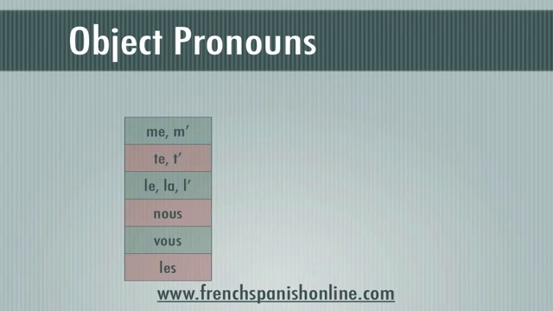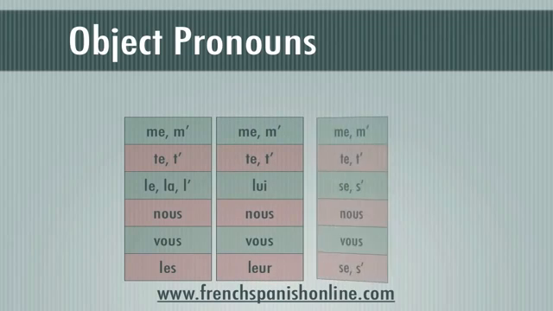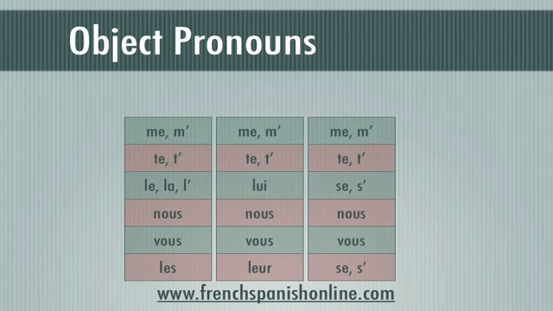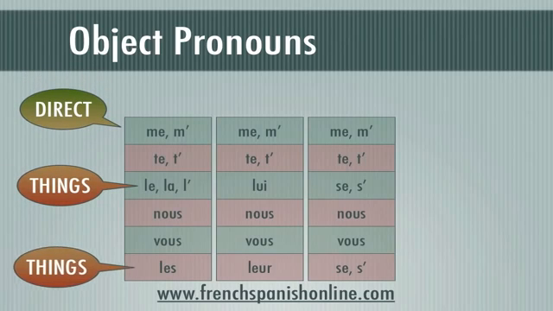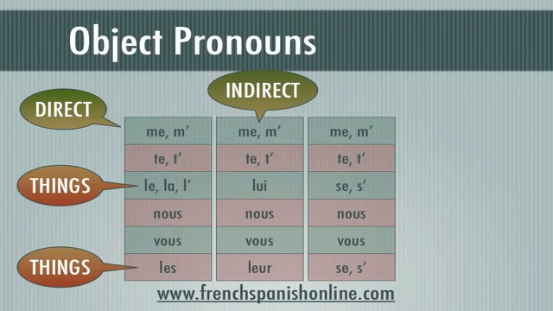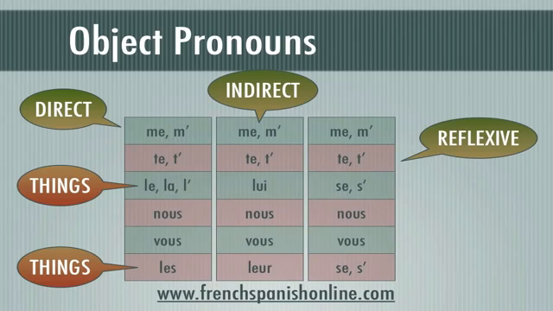So let's resume what we have just seen. For people and group of people, 3 categories. For direct object, you remember that the third person, singular and plural, work for things as well. A second one for indirect, and the last one for reflexive. The only difference comes from the third person.